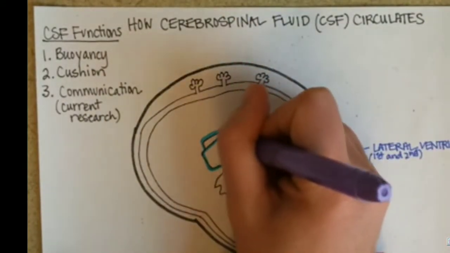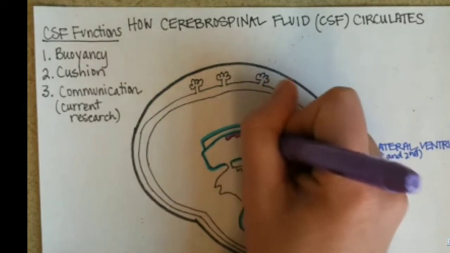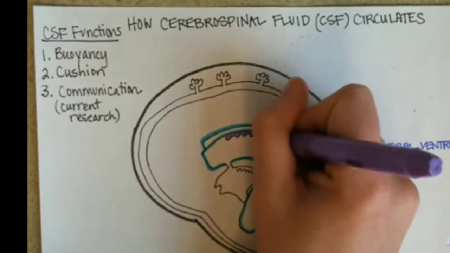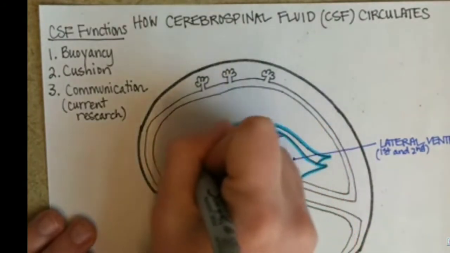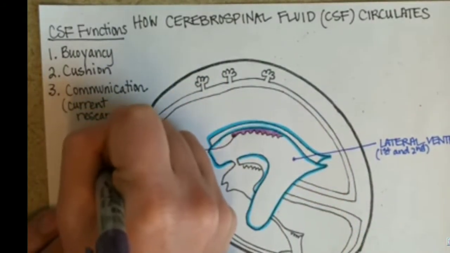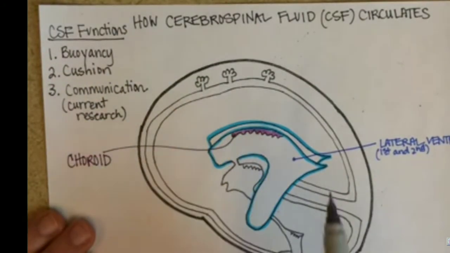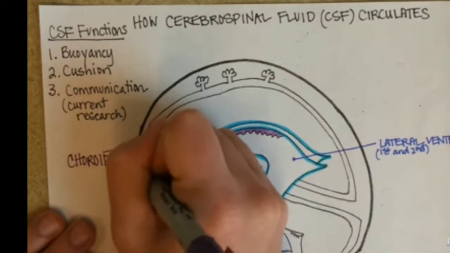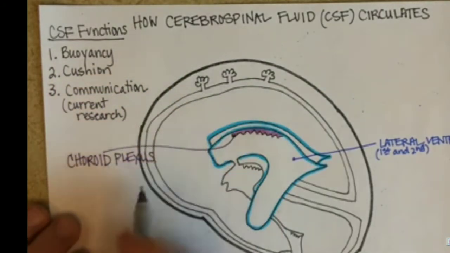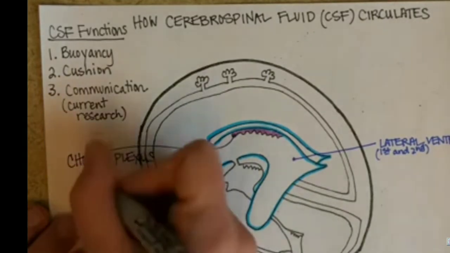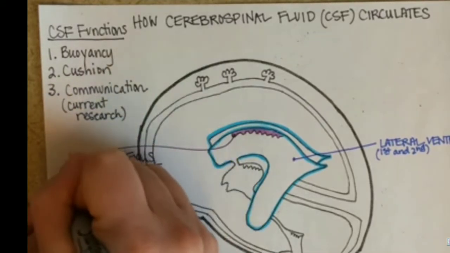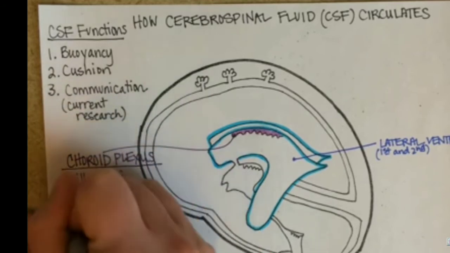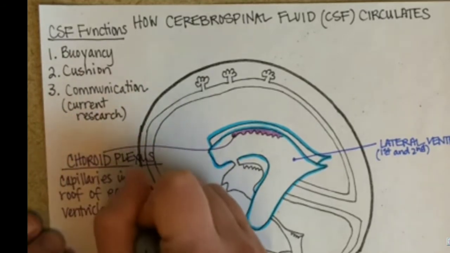It's produced in capillary beds called choroid plexuses. Choroid means colored, and that's because these capillary beds look darkish or almost black when an autopsy is done, like clotted blood. And plexus means a network, so a network of colored capillaries. And they're in the roof of each ventricle, and they produce the CSF.